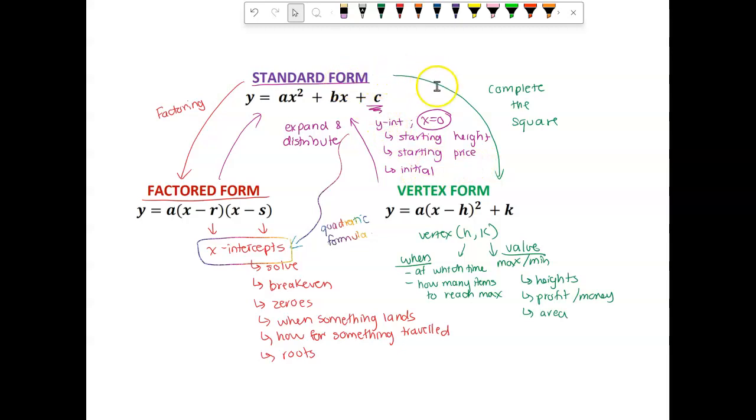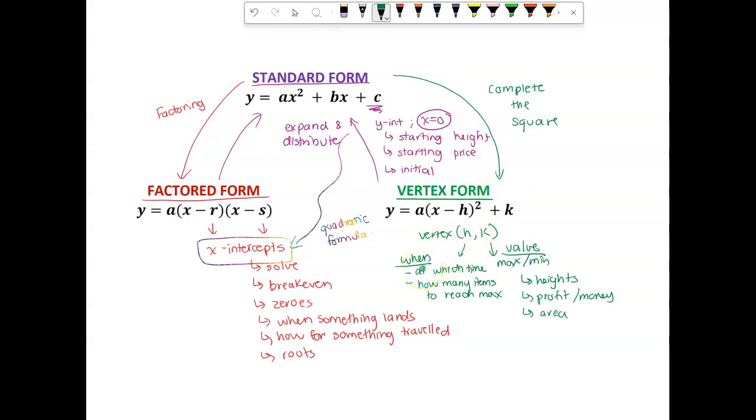If you want to go to vertex form, you are going to complete the square, right? Yes, you can use the shortcut, but as you notice, you also need to know how to complete the square. So therefore, you'll have to figure out your h and your k in your vertex form. That's your vertex. What does that signify? Well, the h is your x value of the vertex. That tells you when it does happen.